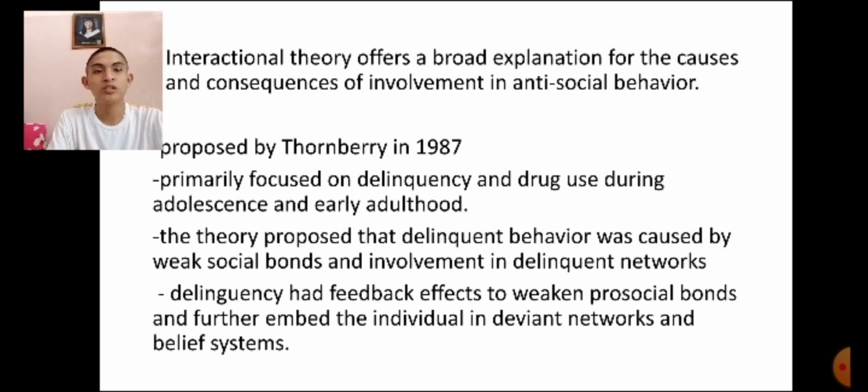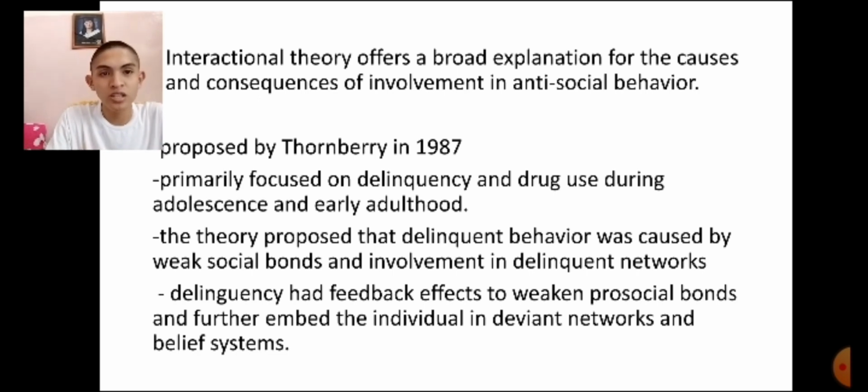The theory proposed that delinquent behavior was caused by weak social bonds and involvement in delinquent networks. So when we say delinquent, typically of a young person or that person's behavior, showing or characterized by a tendency to commit a crime, particularly minor crime, like, for example, stealing, or basically other minor crimes.